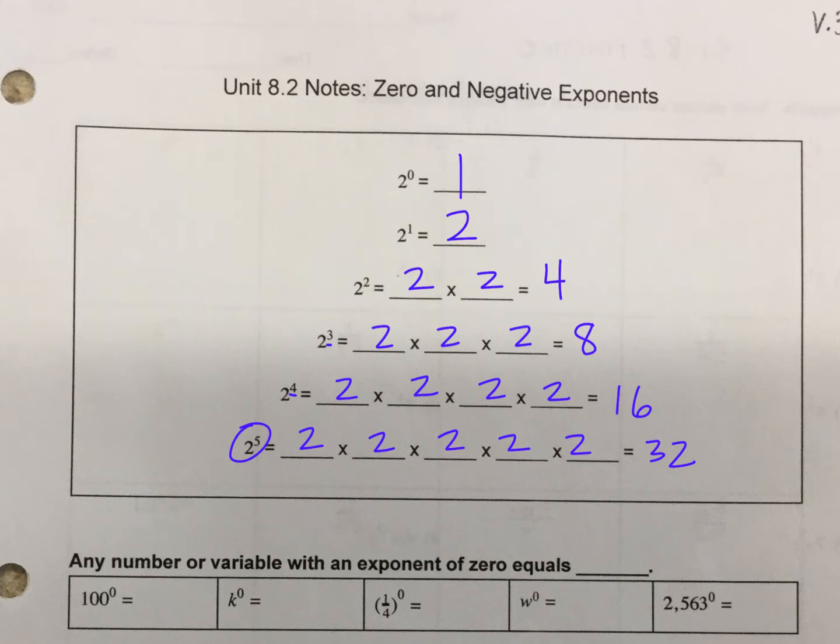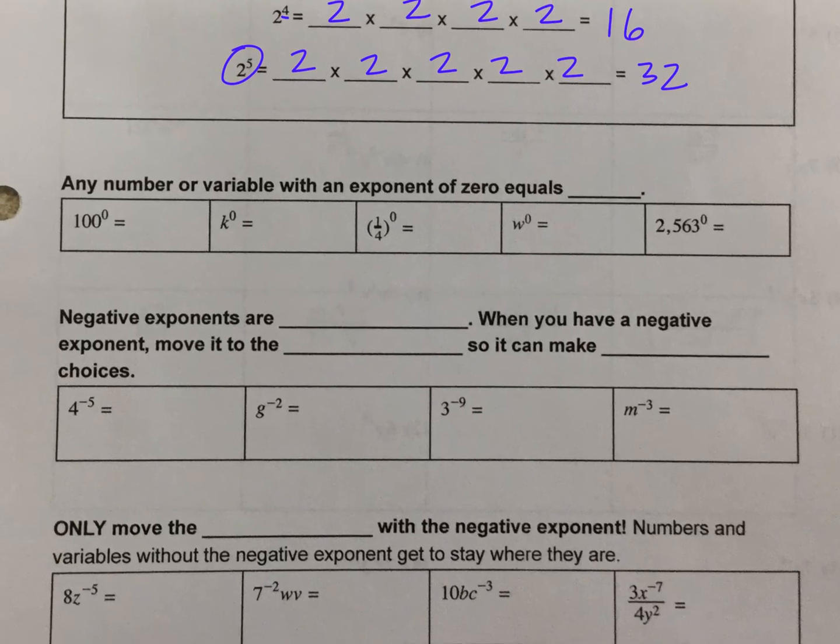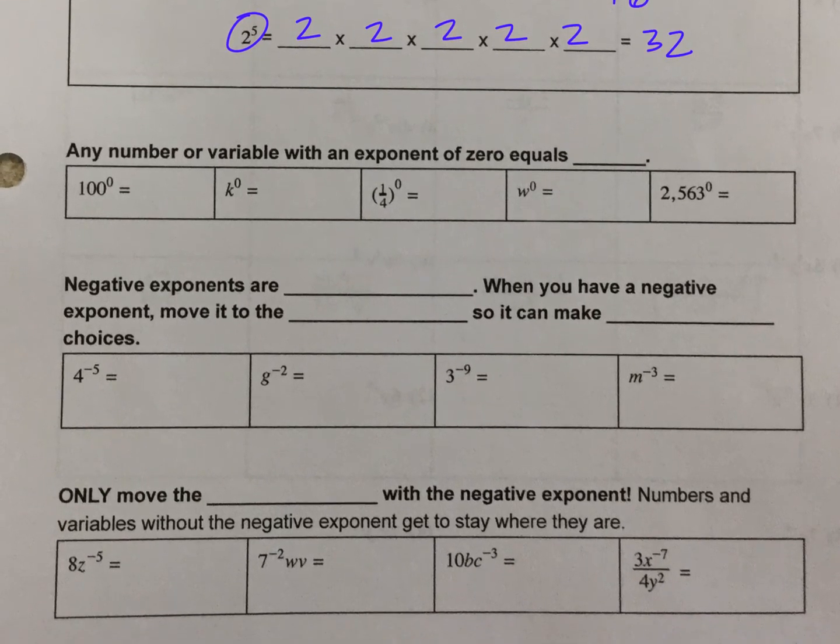So we are going to talk for just a minute about zero exponents. If you have any number or variable with the exponent of 0, it equals 1, period, and or always. Anytime there's a 0 in the exponent. So I have 100 to the 0 power right here. Well, anything to the 0 power is 1. I have k to the 0. It doesn't matter that it's a letter. Anything to the 0 power is 1.